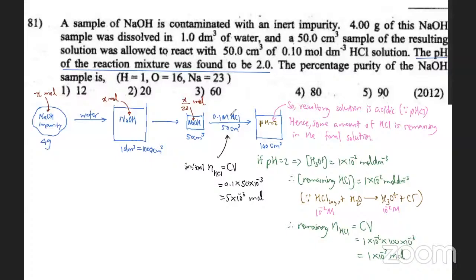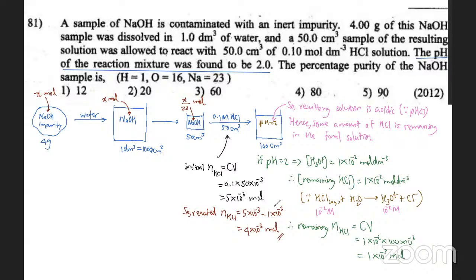I know the initial number of moles of HCl. I know the remaining number of moles of HCl. Using those two pieces of information, what can I find now? So the reacted number of moles of HCl could be found. Reacted number of moles of HCl will be equal to, initially we had 5 into 10 to the power minus 3, at the end we have only 1 into 10 to the power minus 3, therefore 4 into 10 to the power minus 3 moles of HCl has reacted.